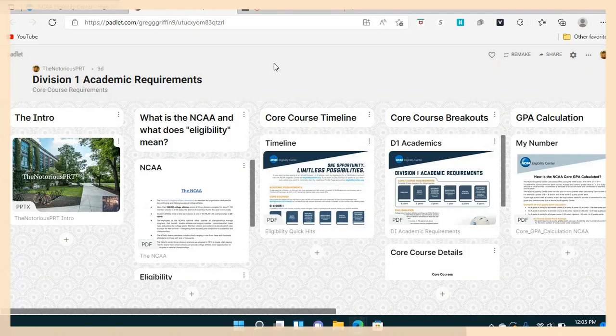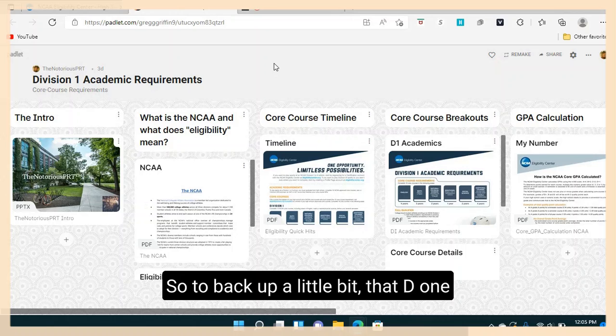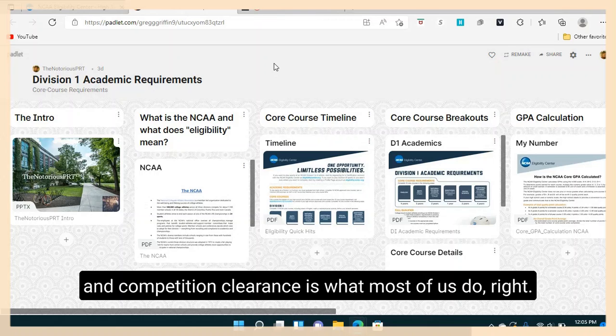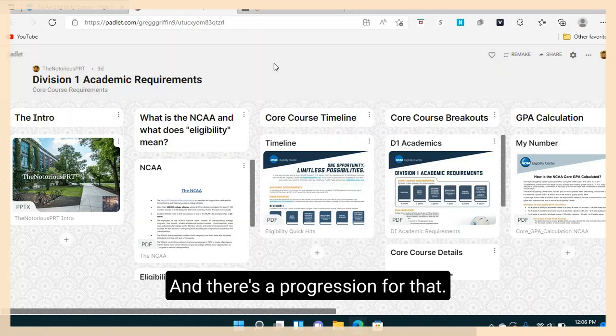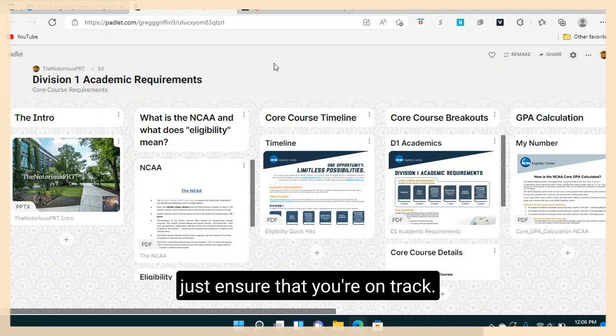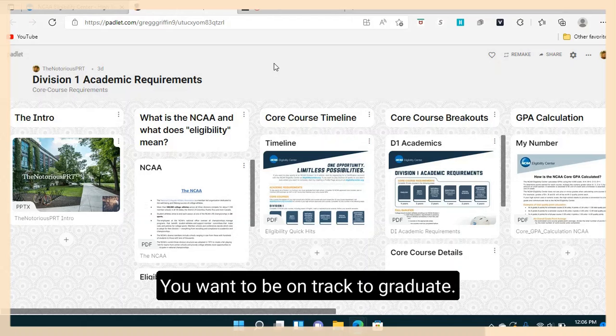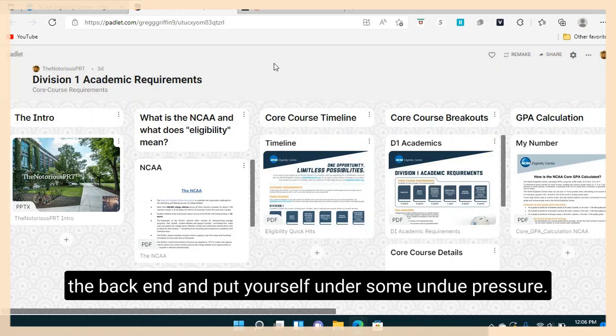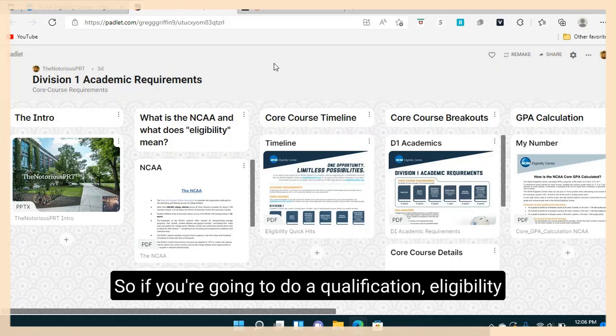Right? So to back up a little bit, that D1 qualifier status where you get the scholarship, the practice ability, and the competition clearance is what most of us do, right? And there's a progression for that, and that timeline progression basically just ensures that you're on track, right? You want to be on track to graduate, right? You don't want to try to squeeze it all in on the back end and put yourself under some undue pressure, right?